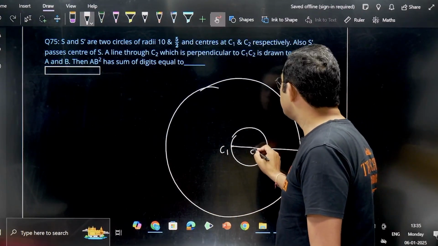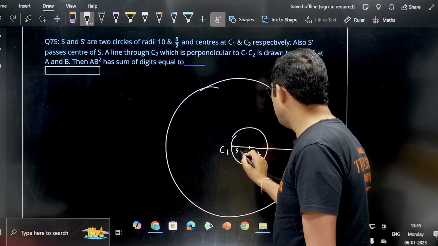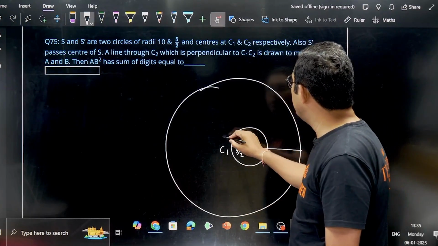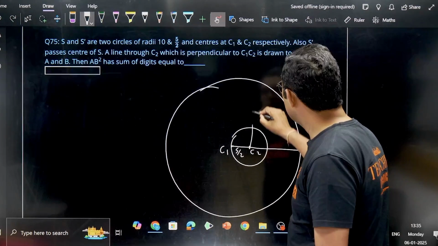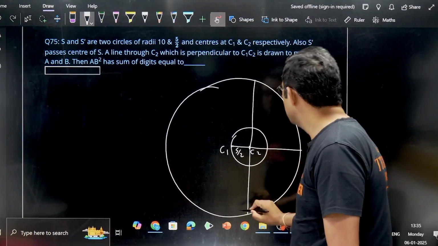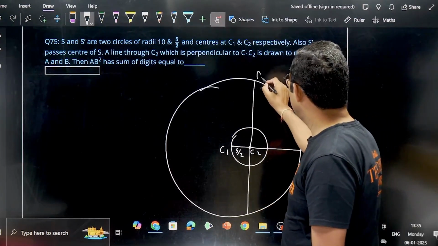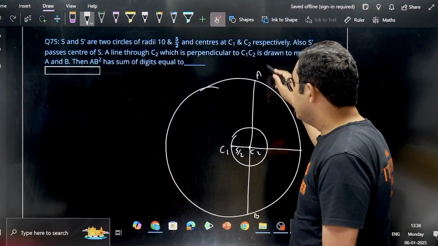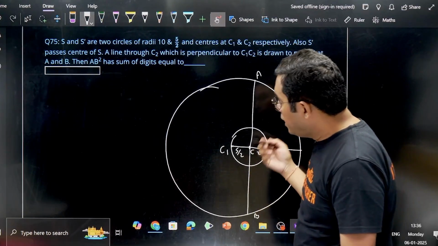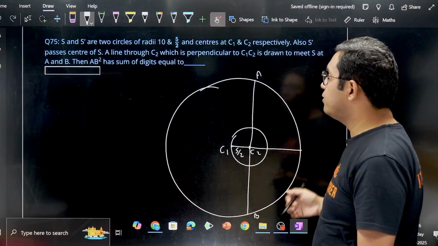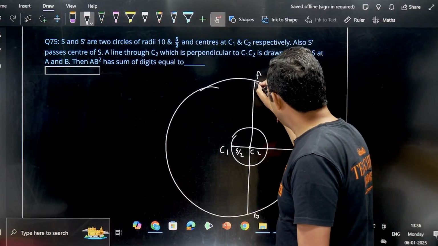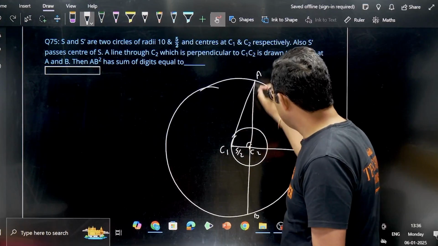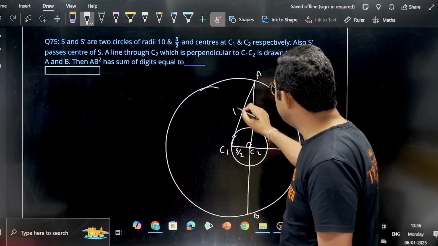Okay, so this is 5/2 up to this point, and then they are saying a line passing through C2 which is perpendicular to C1C2 is drawn like this, meeting S at A and B. And we have to find the sum of digits of AB square. Okay, so we have to use the Pythagoras theorem directly here. This is 90 degrees. This is 5/2. This is the radius of the bigger circle, that is 10.